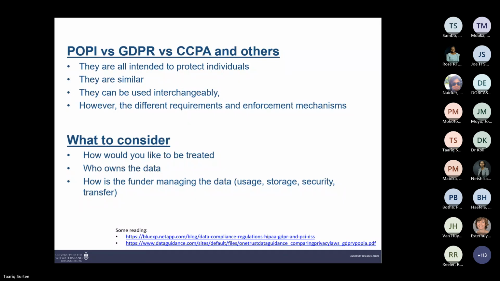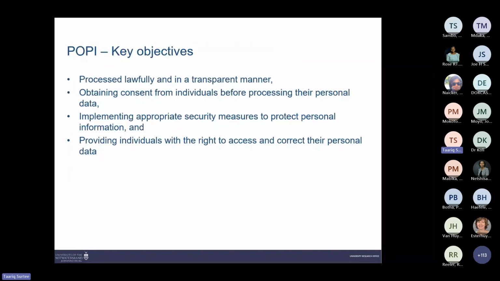Okay, so now we're starting to move towards the South African context, but still POPI, which is recognized internationally and again, compared with the GDPR in many cases. What are the key objectives of POPI? Okay, POPI, the South African Act. So it says to process lawfully and in a transparent manner. So whatever data you get when you're doing research, you've got to process in a lawful manner as per the Act, and it's got to be in a transparent manner.